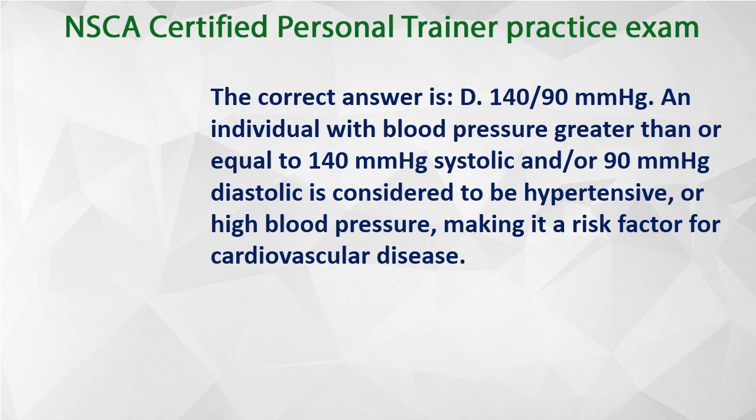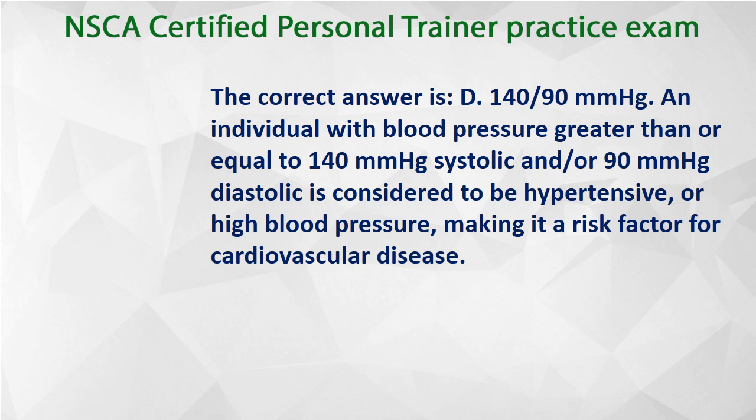The correct answer is D. 149/99 millimeters of mercury. An individual with blood pressure greater than or equal to 140 millimeters of mercury systolic and/or 90 millimeters of mercury diastolic is considered to be hypertensive, or high blood pressure, making it a risk factor for cardiovascular disease.